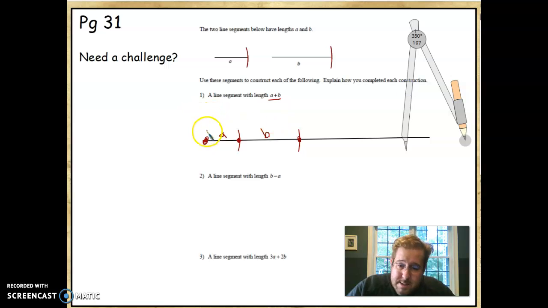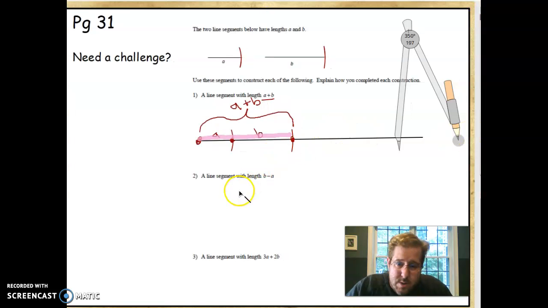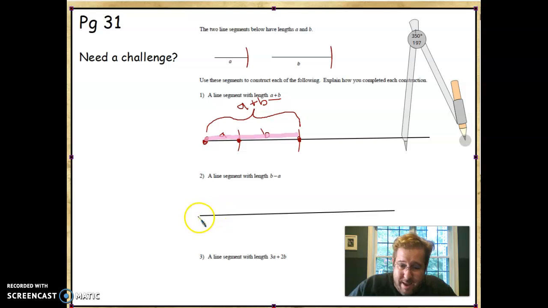Now, everything from here to here is A plus B. So that entire segment, which I'll highlight if you don't know what I'm talking about, is the size of A plus B. Now, what if I was doing B minus A? Once again, you'll pick up that addition and subtraction are kind of the same. Instead of adding to the length of A, I'm going to subtract A from the length of B.